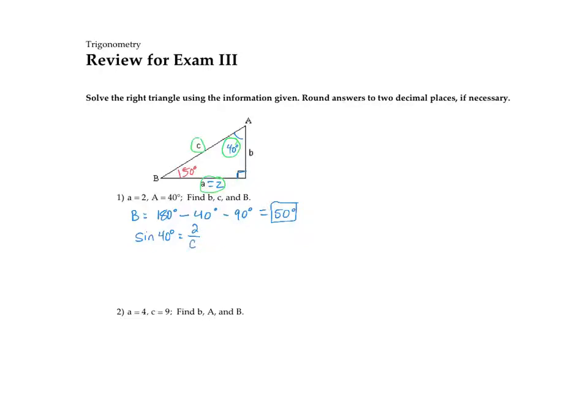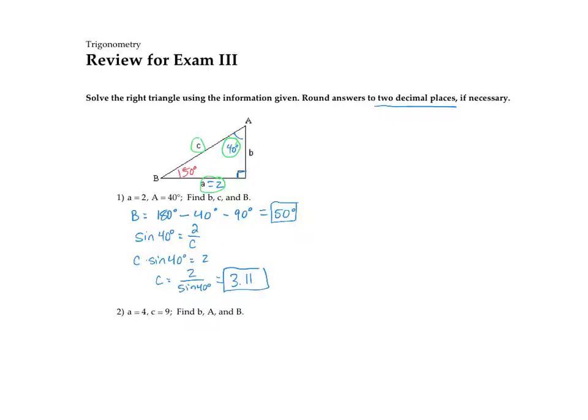So if I move the c to the left-hand side, I get c times sine of 40 degrees equals 2. So c would be 2 over sine of 40 degrees, which I place into my calculator, and I get 3.11. Notice the instructions tell us to go to 2 decimal places, so that's my little c.